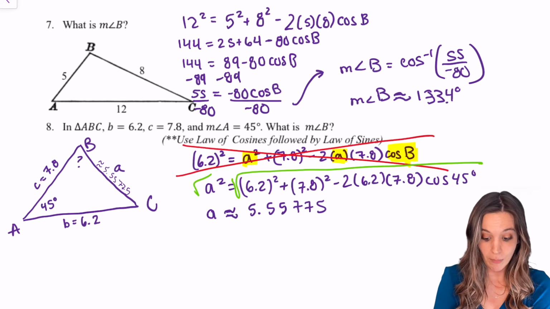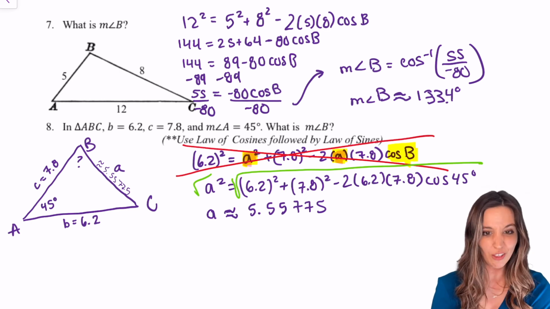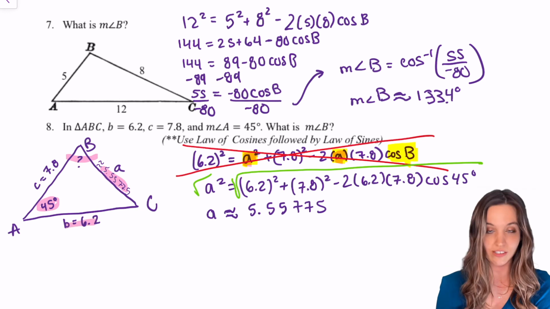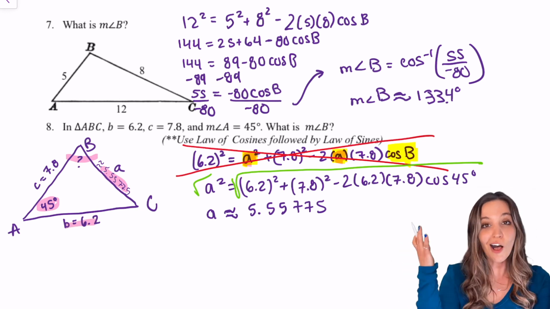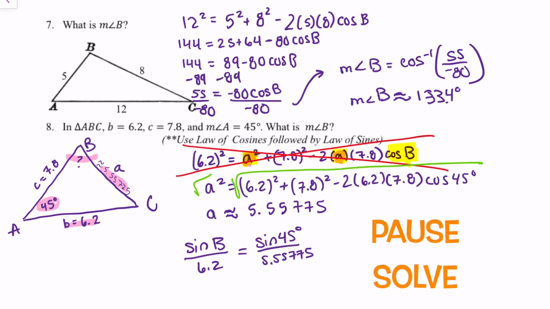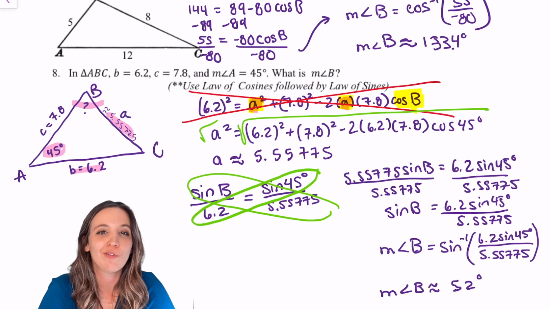So I could go back up here and plug in A. But wait, don't do that. Look at what we have in our triangle. I have an angle and the side opposite. I'm looking for angle B and I know the side opposite. What can I use? Law of sine. After we set up law of sine, you can solve. So the measure of angle B is about 52 degrees.